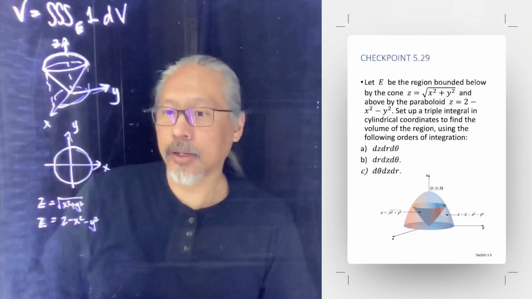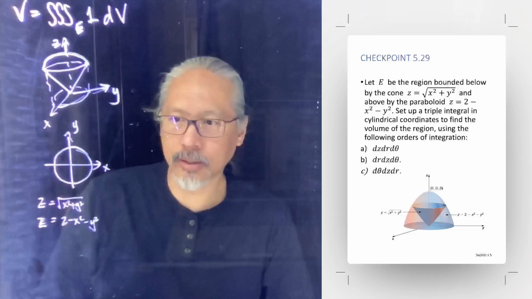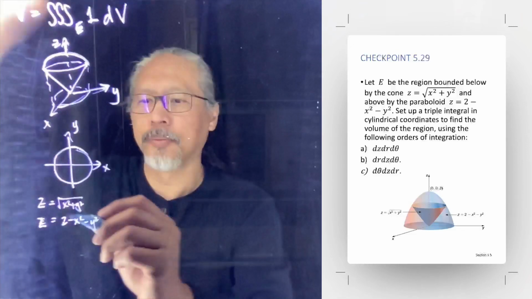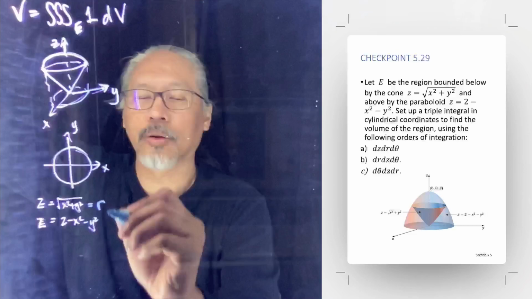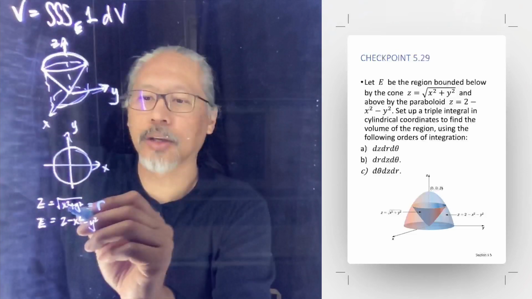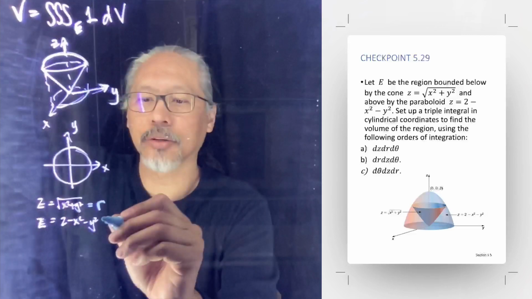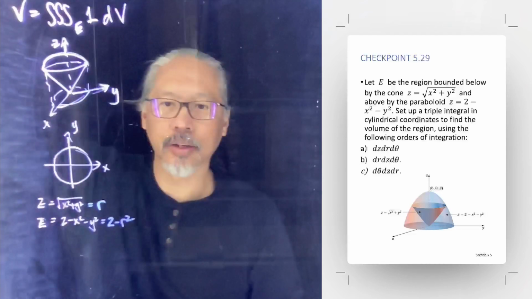We could try to set them equal to each other, and then we'd have to square, and all kinds of other stuff might not be so pleasant. So why don't we go into polar coordinates, where x squared plus y squared is equal to r squared. So the square root of that would be the square root of r squared, which is r, and this is 2 minus r squared for the paraboloid.